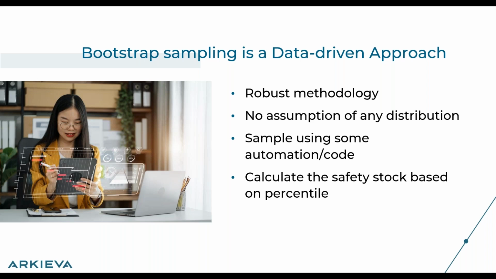Ultimately we are calculating the safety stock based on a percentile and not based on any distribution and any z-value and so on. That's the approach. I think it's a very robust approach. It can apply to really any data. As long as you have enough data, you can apply this approach. Just keep in mind that the sample should have the same number of observations as you had in the original data set, and remember to do the sampling with replacement.